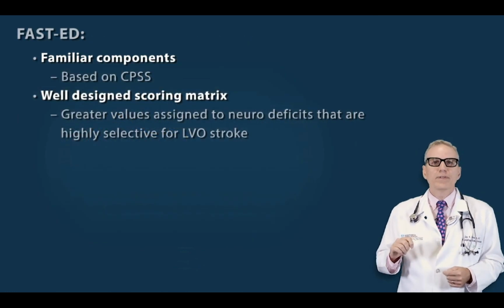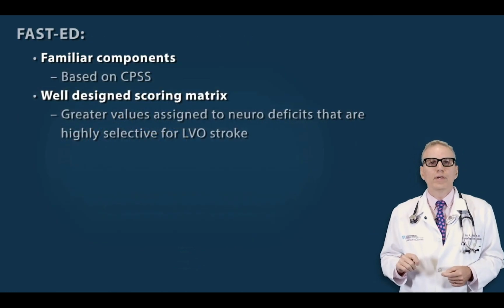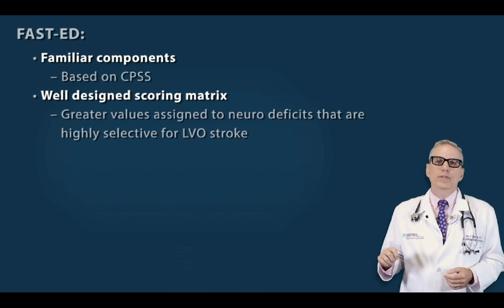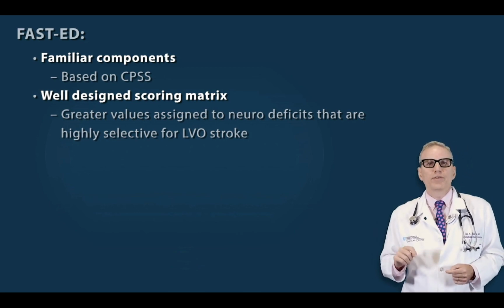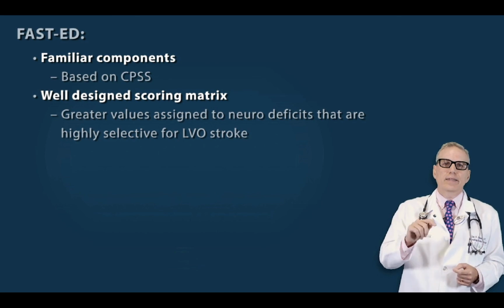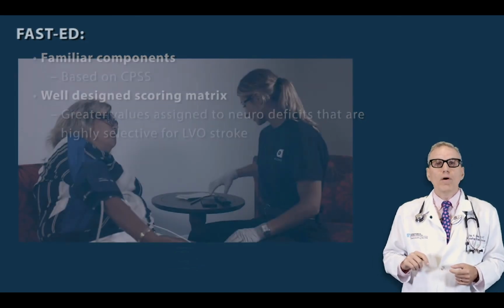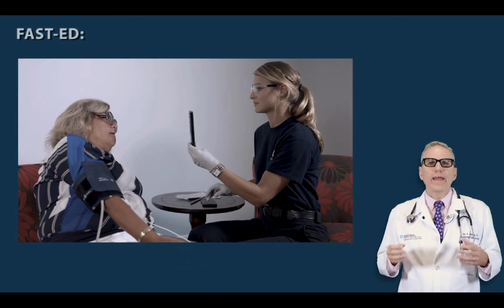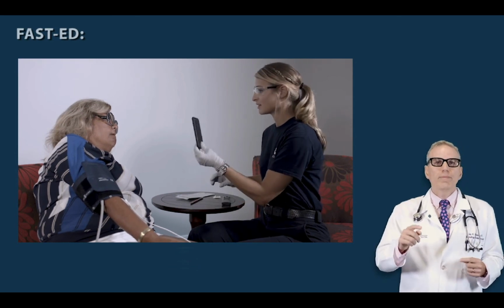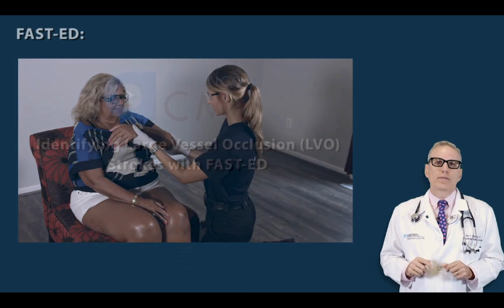FAST-ED is a promising scale due to its familiar components and a well-designed scoring matrix, which assigns greater point values to the neurological deficits that are highly selective for LVO strokes. By increasing our understanding of stroke, EMS has an opportunity to improve our screening of stroke patients, reliably predict LVO strokes in the field, better manage our time on scene, and improve our documentation and communication with those receiving stroke centers. All these components are vitally important to stroke patient care.